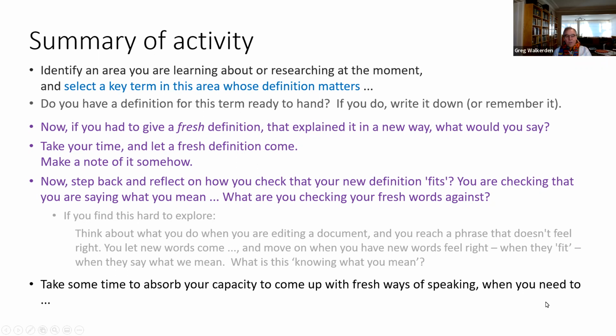And when you're ready, when you've done that job of having a fresh definition come, step back and reflect on how you check that your definition fits. How are you checking that you are saying what you mean? What are you checking your fresh words against? What is that checking process?